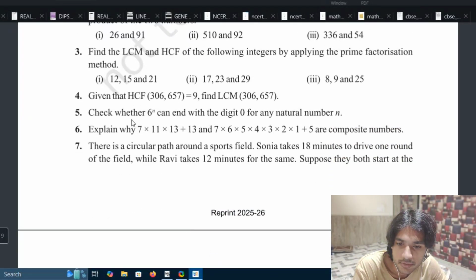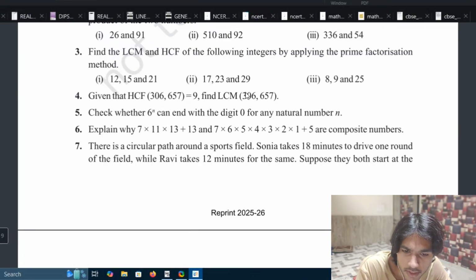Find the LCM and HCF for the following integers by applying the prime factorization method. So here we have three numbers. So let me just take one of them. I think this will be the easy one, because 29 is going to be a prime number, 23 is going to be a prime number, 17 is going to be a prime number. So LCM is simply going to be 1, and HCF is going to be, multiply all of this.